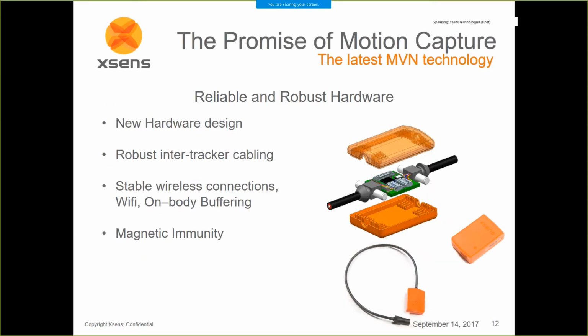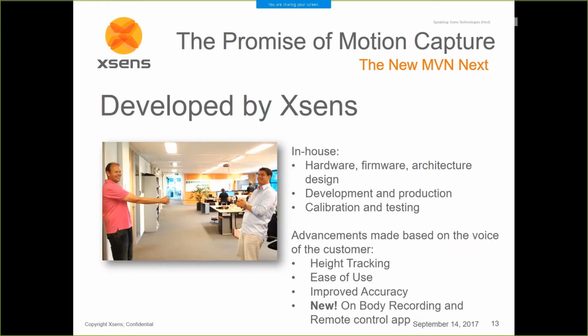So with this newest iteration of the suit, we did a lot of work on the robustness of the hardware itself, so the trackers could take a big hit without being hurt. They could take about 120 pounds of pressure. We've also added on-body buffering, so if your connections are lost between the computer and the hub, there's on-body buffering for the Awinda and the Link, so you're still going to get 60 frames or 240 frames a second. And of course, magnetic immunity, which is a big deal.